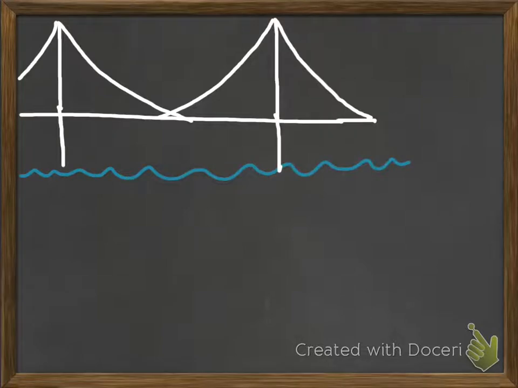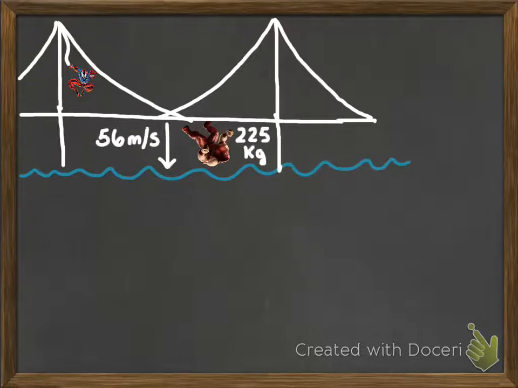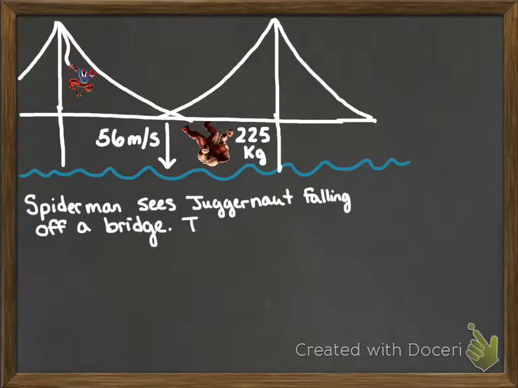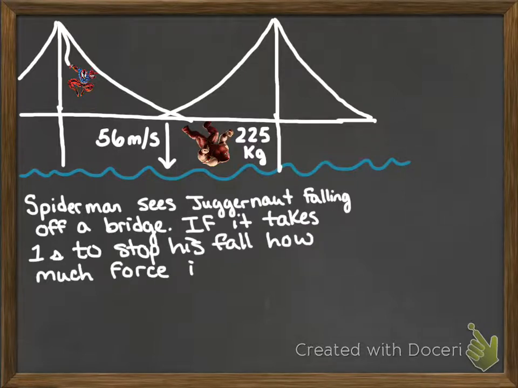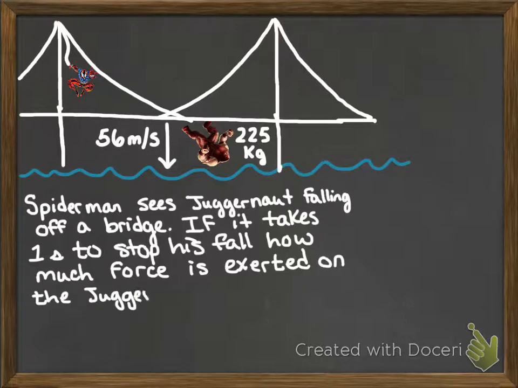Let's say I have a bridge and I have Spider-Man and he's swinging from the bridge and he sees Juggernaut falling, right? And he's decided to save Juggernaut even though Spider-Man's a hero and Juggernaut's a villain. And so Juggernaut is falling at a speed of 56 meters per second. And remember, he has a mass of 225 kilograms. And Spider-Man sees Juggernaut falling and he decides to go out and catch him. So if it takes Spider-Man 1 second to stop the Juggernaut's fall, how much force is he exerting on the Juggernaut?